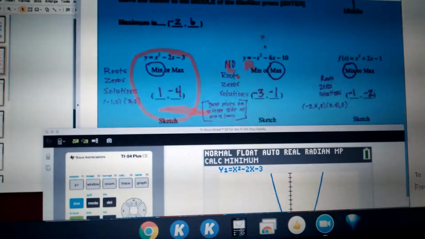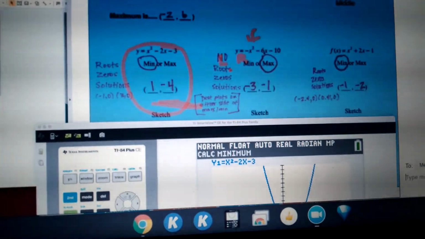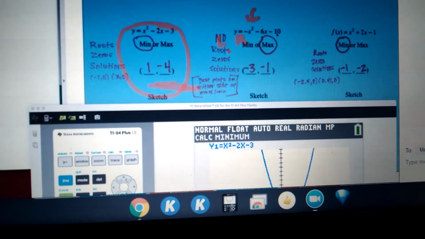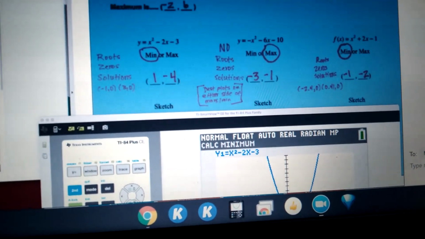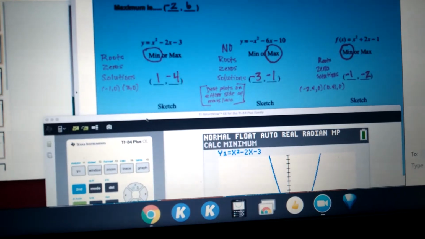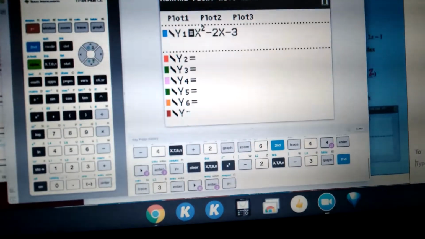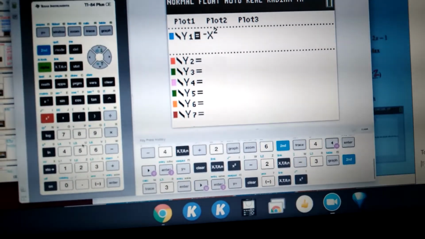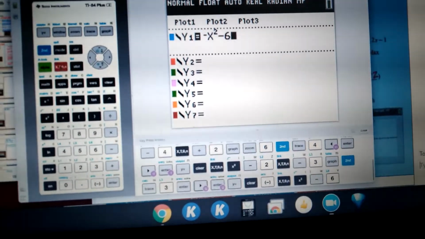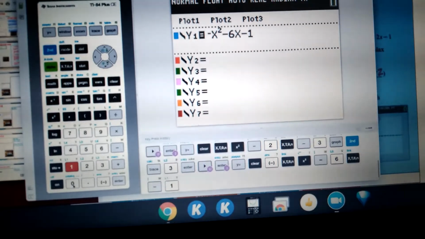Now we're going to do this one right here. Negative x squared minus 6x minus 10. So, oops, let me clear all my drawings. Let me get out of this. So the function y equals negative x squared minus 6x minus 10.